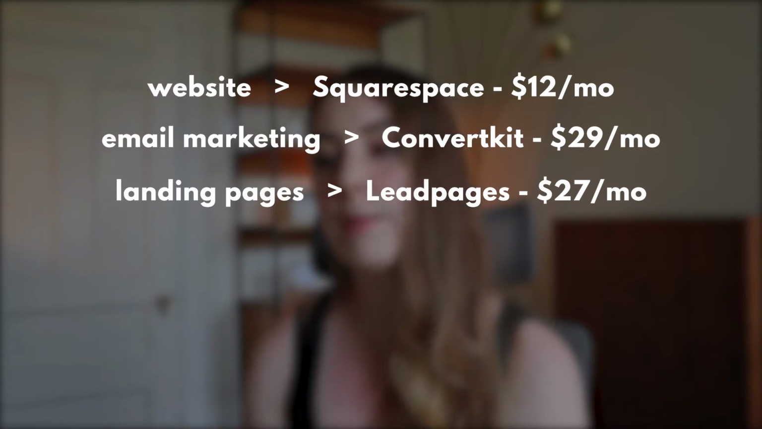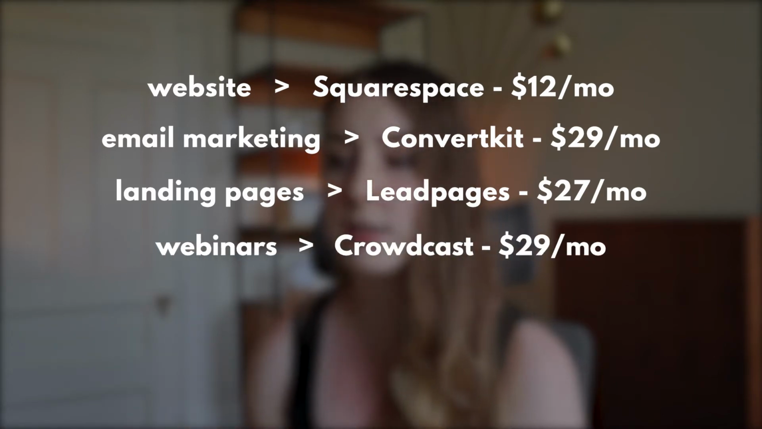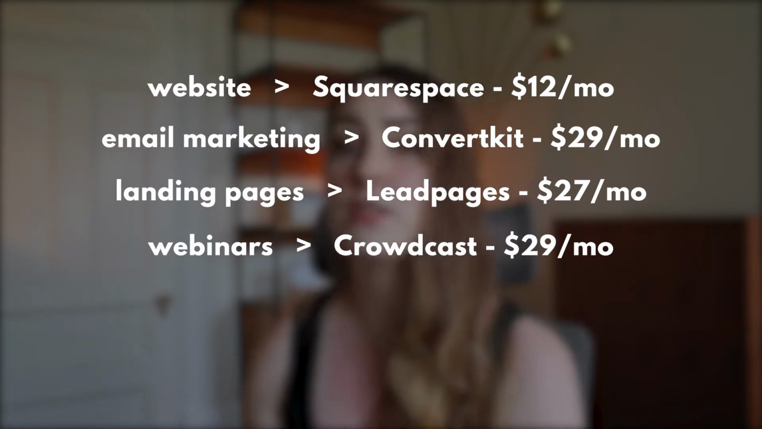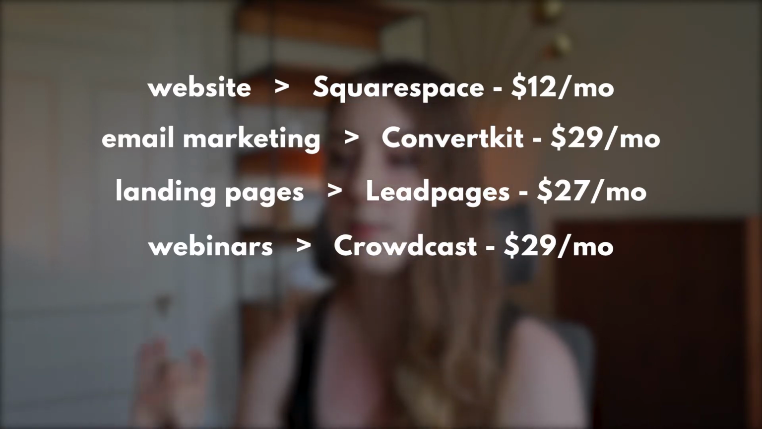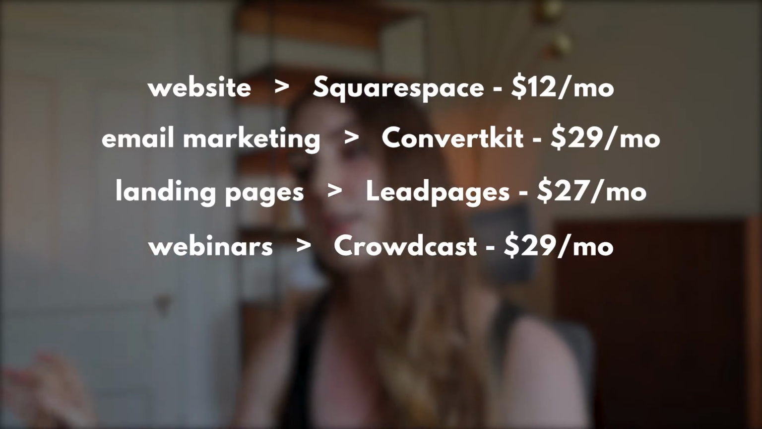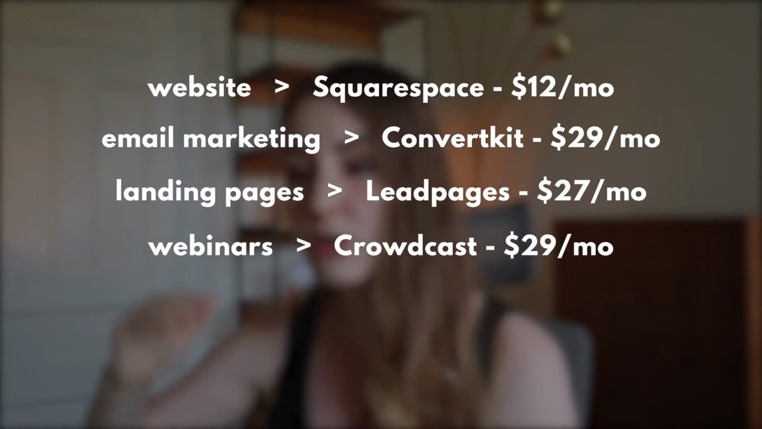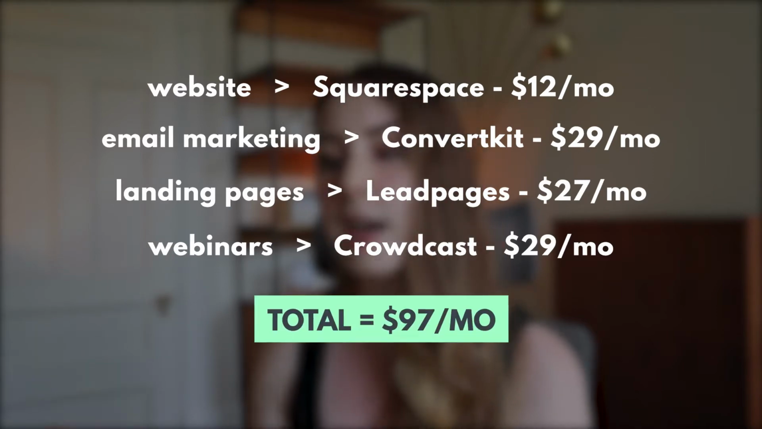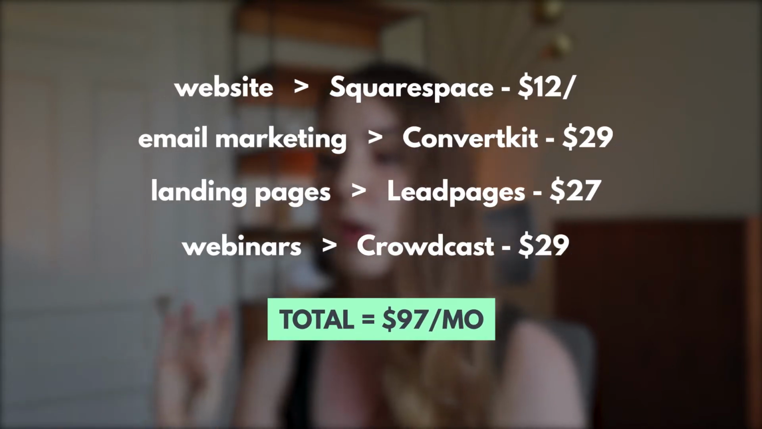And lastly, for webinars, Crowdcast runs at $29 per month. Of course, if you're not doing webinars every month, you can pay for that in the months that you are running webinars and pause it in between. But if you're adding that all together, the total of those extras for those extra features that aren't included in Teachable and aren't included in Thinkific runs at $97 a month for all of those features.